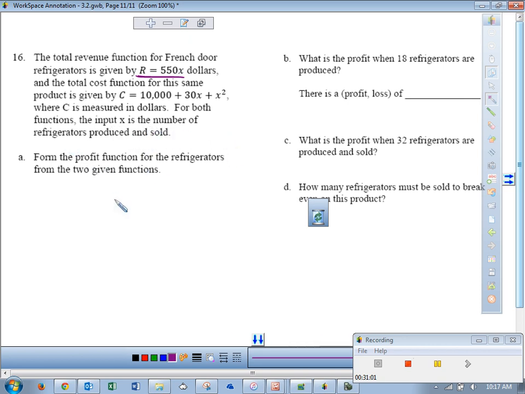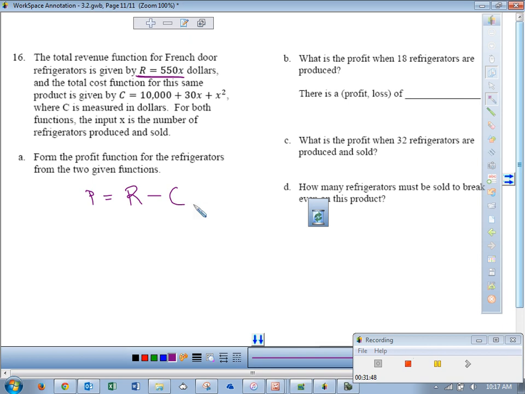Form a profit function. How do you make profit? If revenue is how much you make and cost is how much you spend, your profit is what? How does profit relate to the money that comes in versus the money that you spend? Like, watch this. Let's say I made $100 revenue and I spent 20 bucks. What's my profit? $80. How did you get that? Profit equals what? I made 100 and spent 20. How did you get 80? Revenue minus cost.